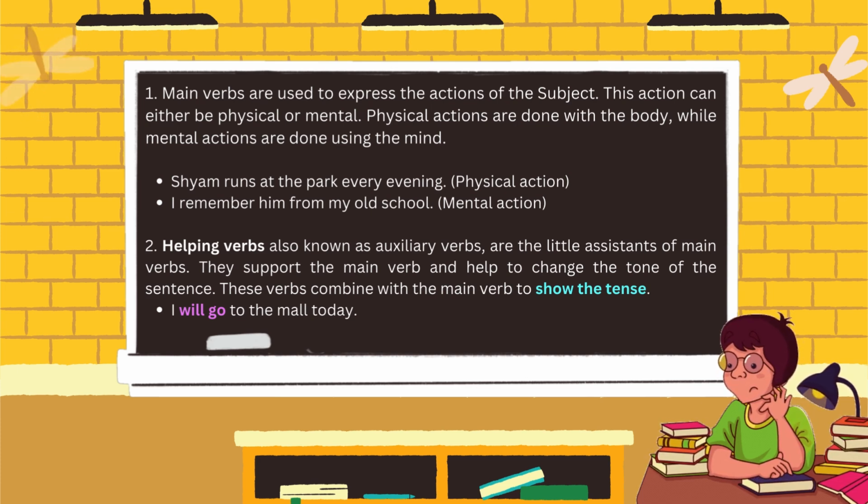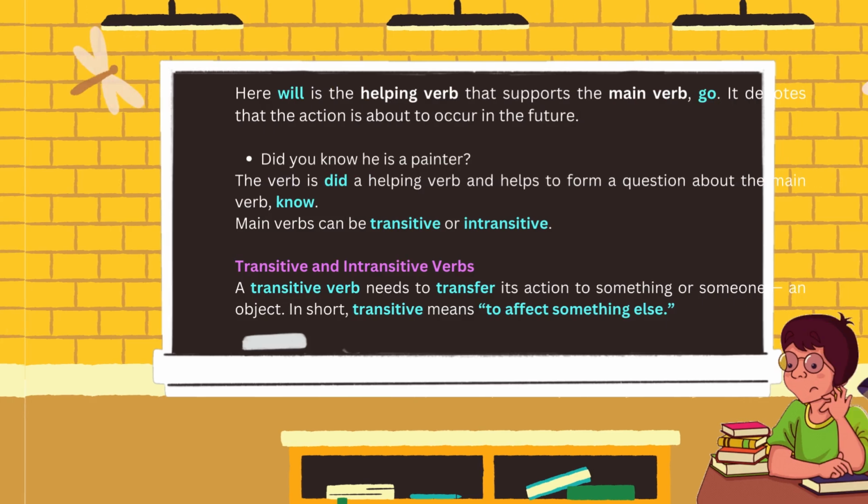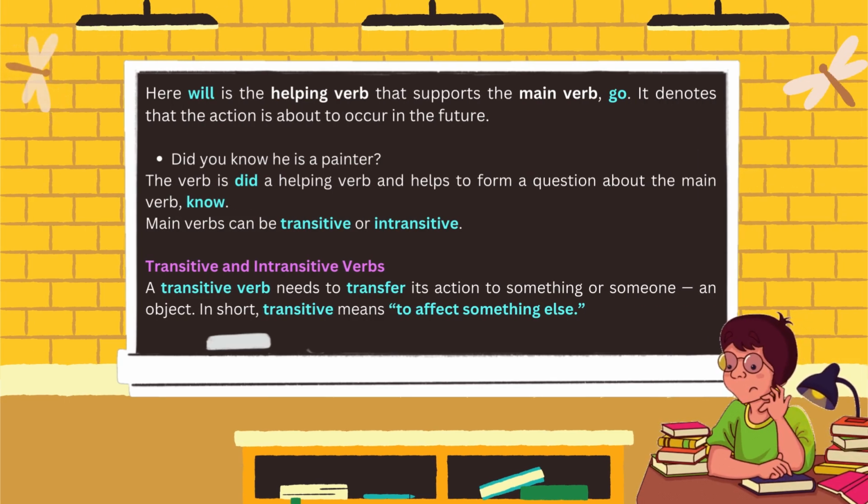2. Helping verbs, also known as auxiliary verbs, are the little assistants of main verbs. They support the main verb and help to change the tone of the sentence. These verbs combine with the main verb to show the tense. I will go to the mall today. Here, will is the helping verb that supports the main verb, go. It denotes that the action is about to occur in the future.